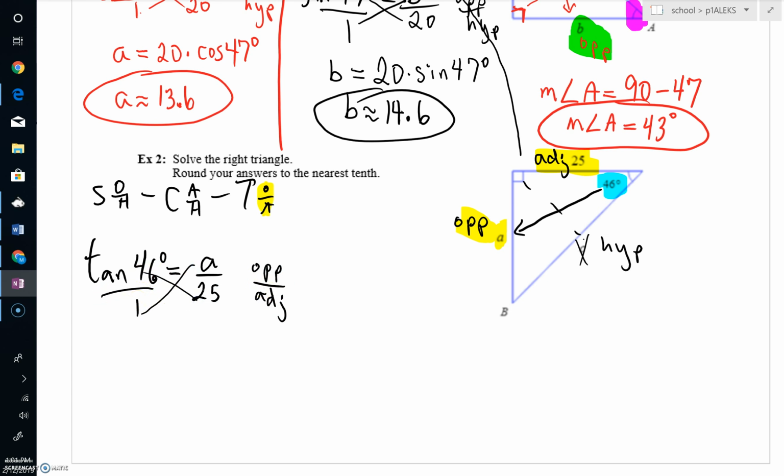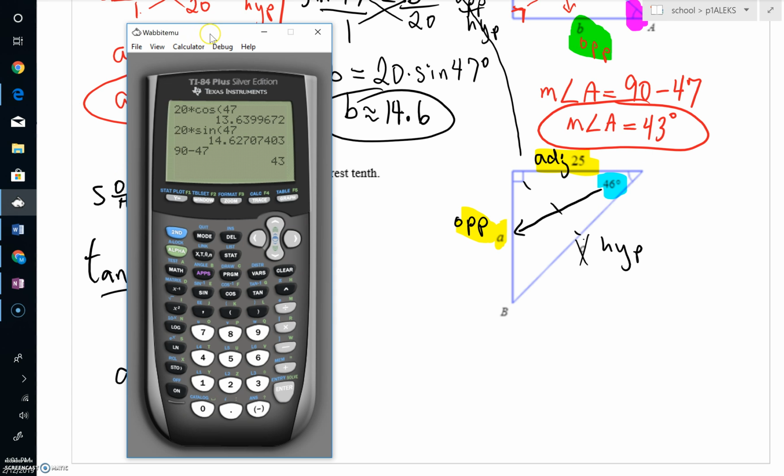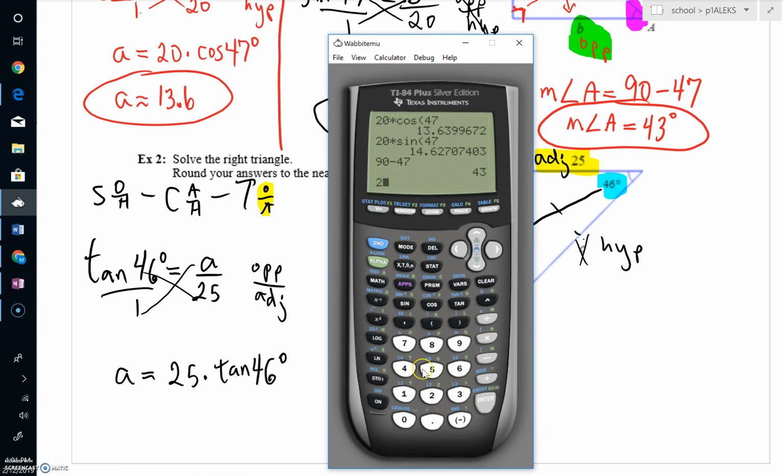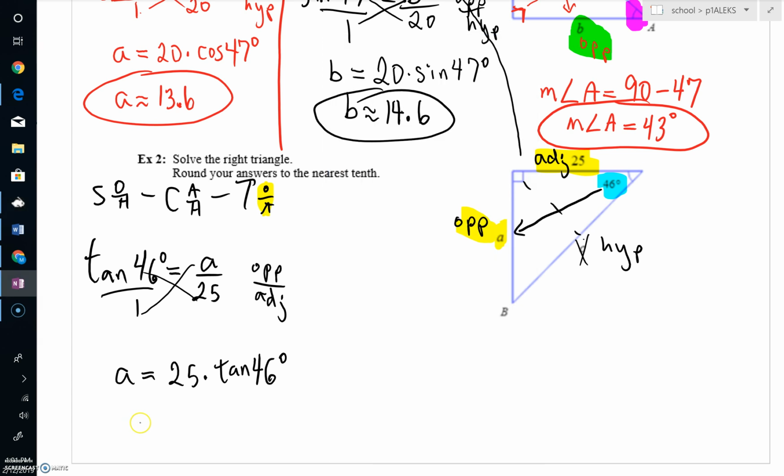Once again, what did we do last week? Well, we cross multiplied. 1 times A is A. Then we've got 25 times the tangent of 46. Then what? Well, we get our calculator out. And very quickly, we'll just type this in. 25, multiply that to the tangent of 46. And we'll see that's 25.9. We'd have to round up. They're going to ask for side A. You have it. You've got it right here.